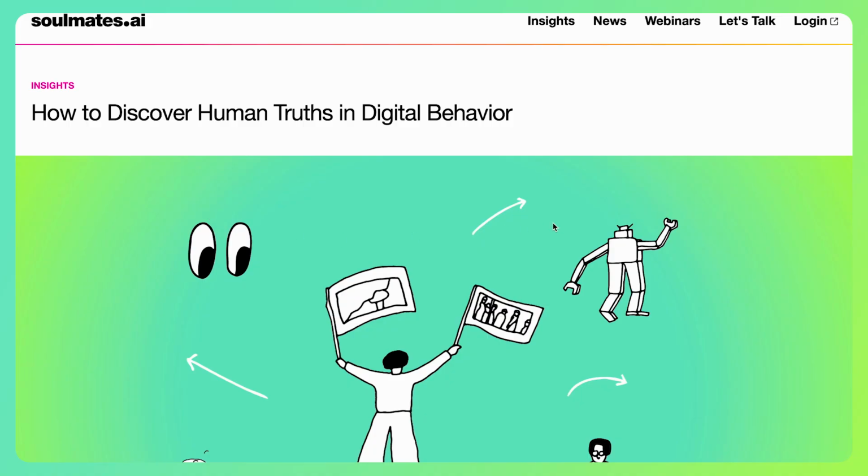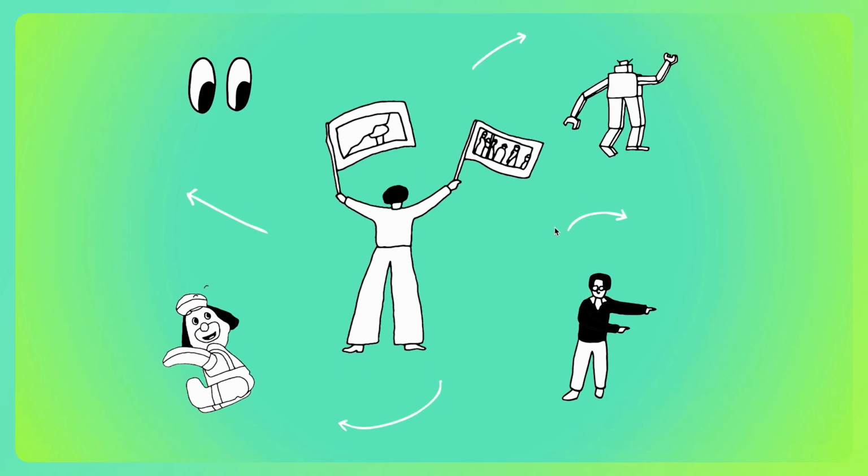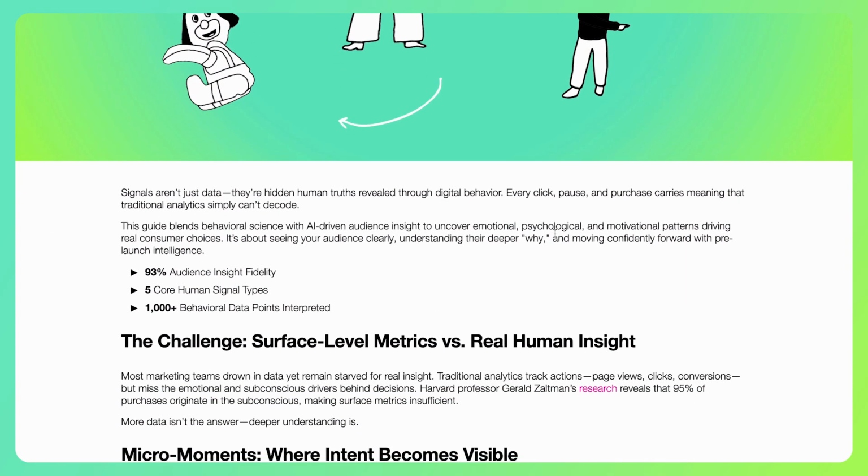I recently wrote an article for Soulmates entitled How to Discover Human Truths in Digital Behavior. This video is a deeper look at that topic and how understanding your audience's why can change how you build, design, and communicate. Most teams are awash in data, page views, clicks, and bounce rates.